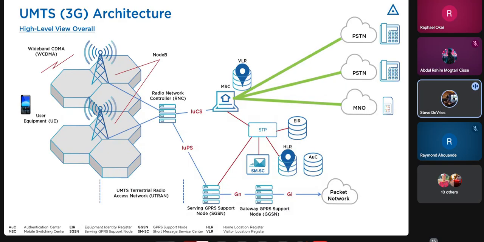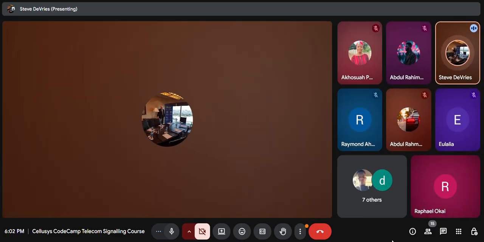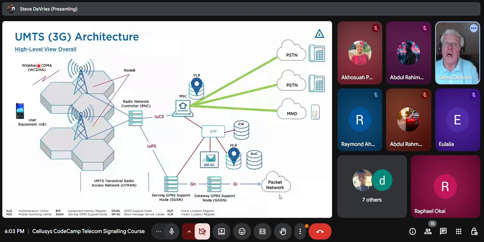So the overall architecture is basically the same as it was for 2.5G. So just what we looked at earlier with GPRS, General Packet Radio Service, basically the same architecture. A couple differences. Number one, your air interface now, instead of time division multiple access, is wideband CDMA. That's a big difference.